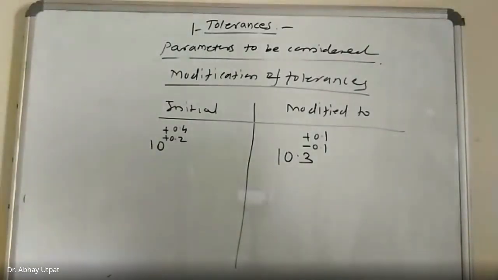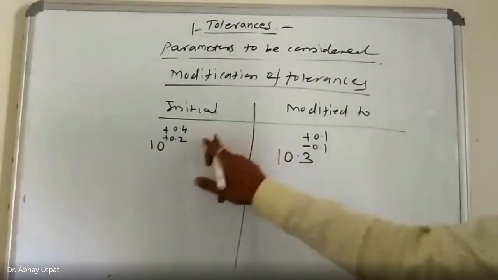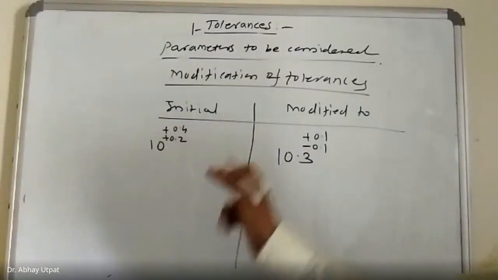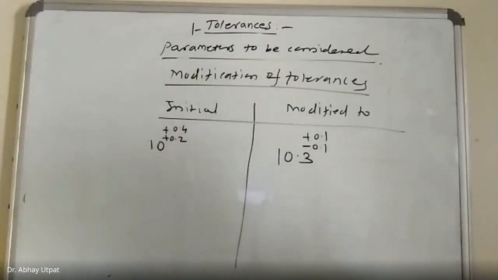Then mold dimensions will be, these are the part dimensions. Accordingly, mold dimensions will be different. Okay. So now you take one more example.